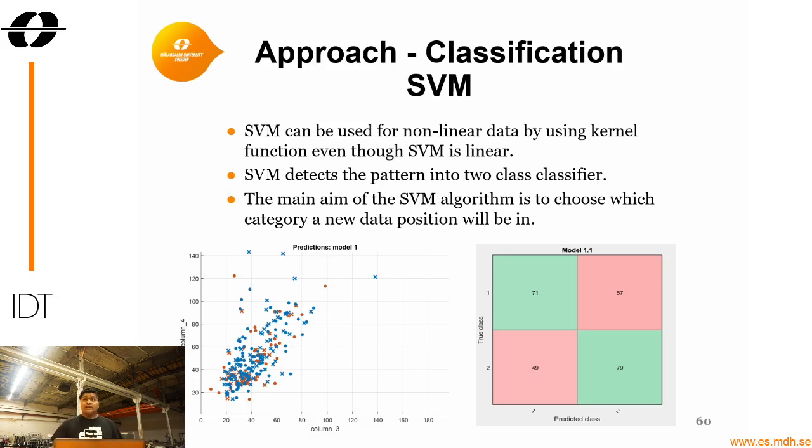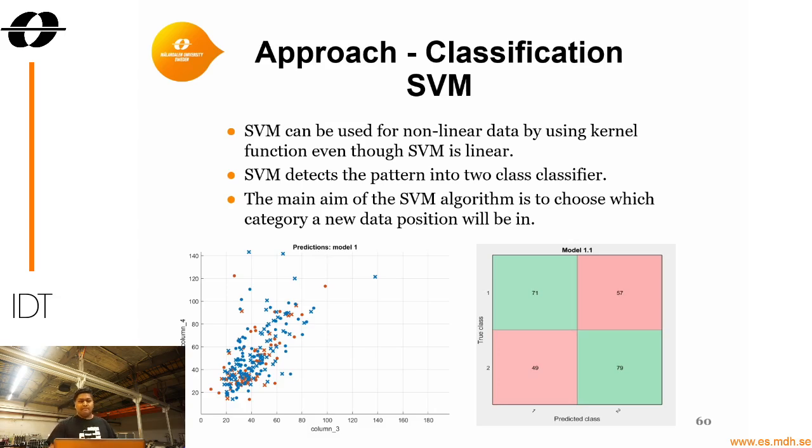And looking at the confusion matrix, we see that for every 256 samples, the SVM predicts 71 right and 57 wrong for class 1, and 49 wrong and 79 right for class 2. The accuracy that we obtained in SVM was around 59%, and this was done by using the Classification Learner app in MATLAB.